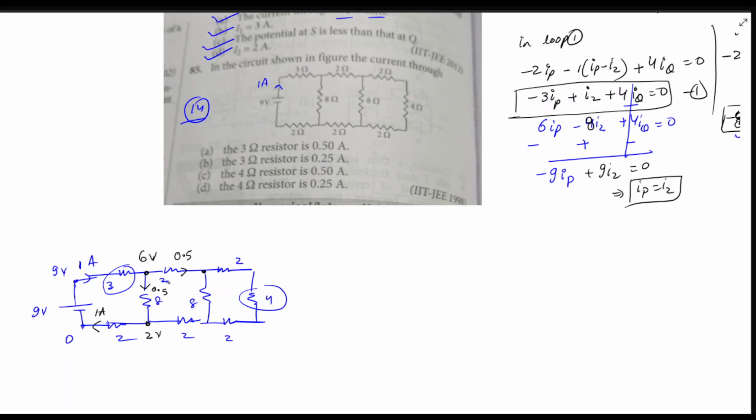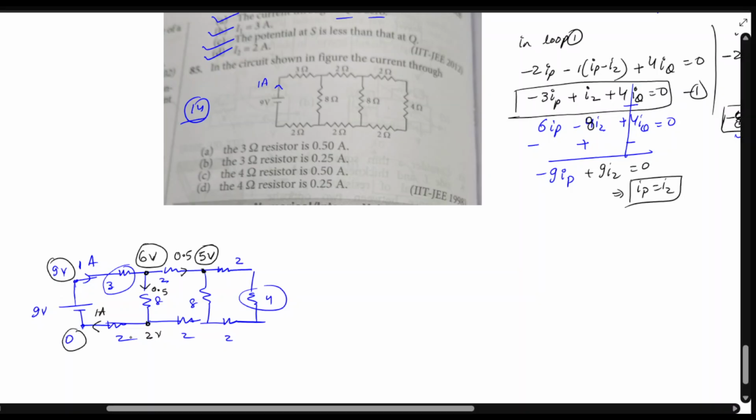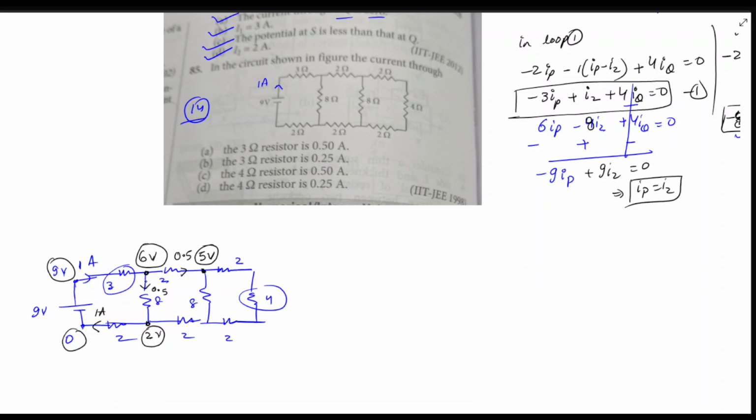Now, the current is 0.5 and resistance is 2. So potential drop is 1 volt. So this must be 5 volts. Okay, are you getting me? Now, so if 0.5 is going down, then from this wire, the current must be 0.5 amperes, right? So from this, the current is 0.5, then the potential drop will be again 1 volt. So if this is 2, then this must be 3 volts, right?